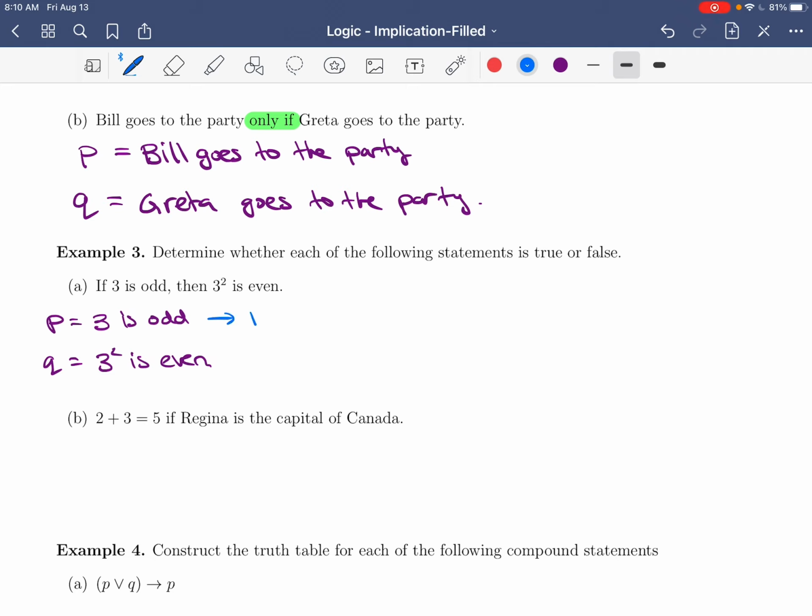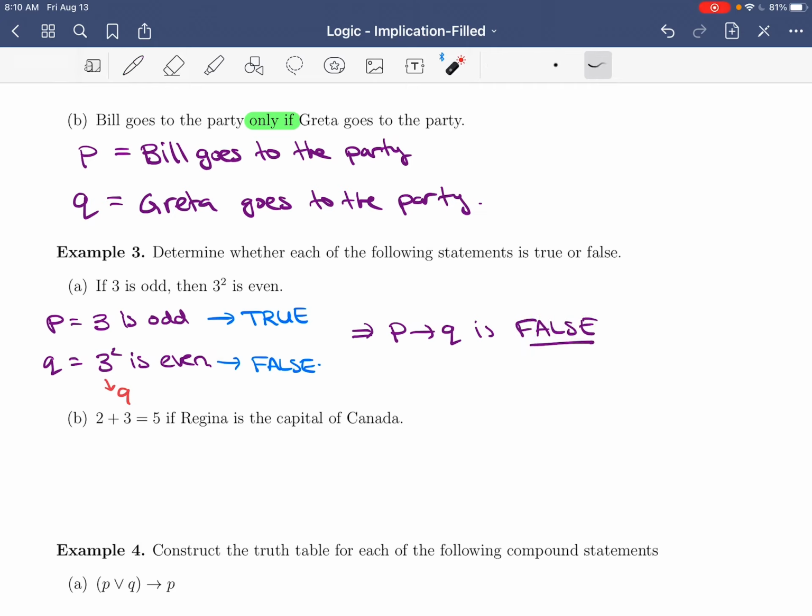Now hopefully we know that 3 is in fact an odd number. But 3 squared, that's 9. 9 is an odd number, not an even number. So this Q has the truth value false. So that means P implies Q, or if P then Q, is going to be false here, because the premise is true but the conclusion is false. So that's when I get a false.